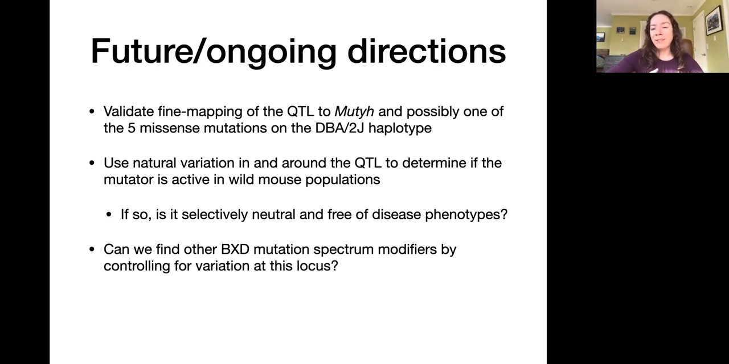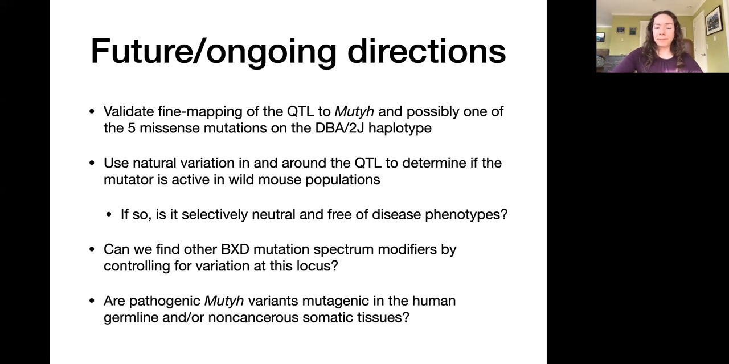But potentially this strategy could also be used to look for mutators in other recombinant inbred lines that haven't been inbred for as long, if more offspring are sequenced to yield a similar number of de novo mutations.